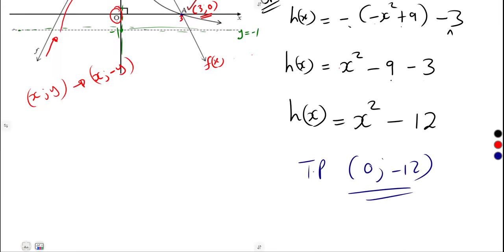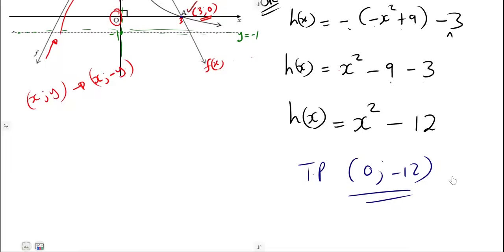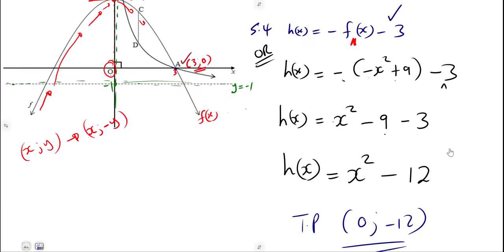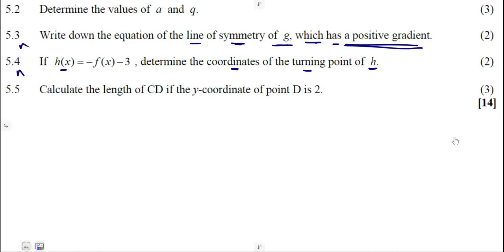So your functions from your grade 10, guys, they are just direct functions that you need to know the basics. If you know your basics, you're not going to have problems. So that was it.